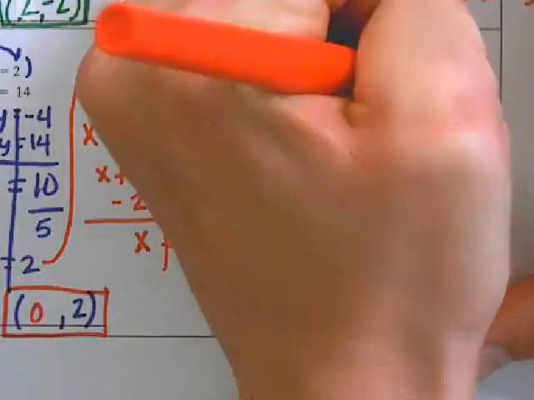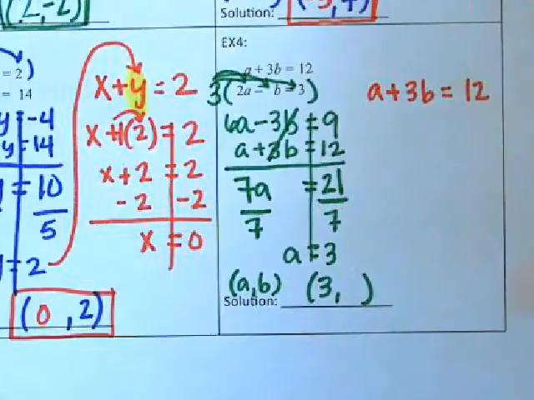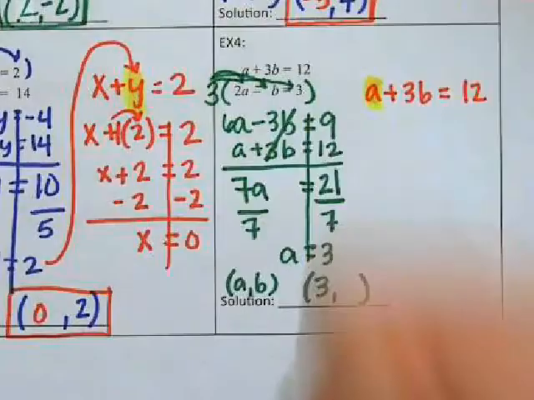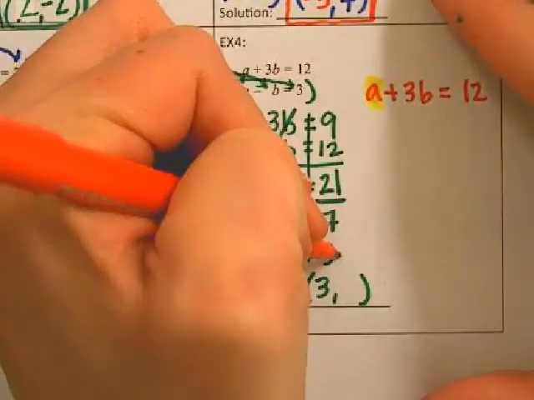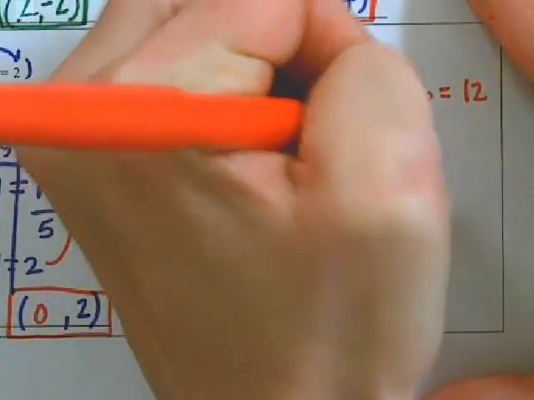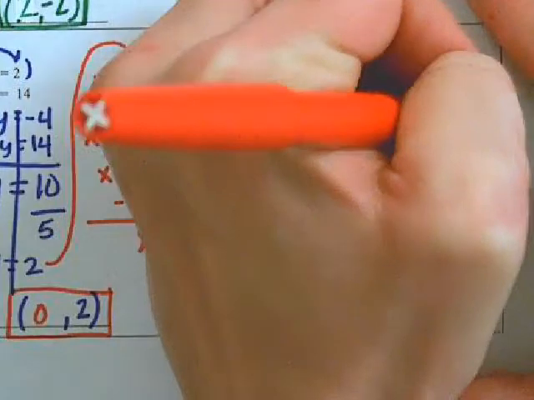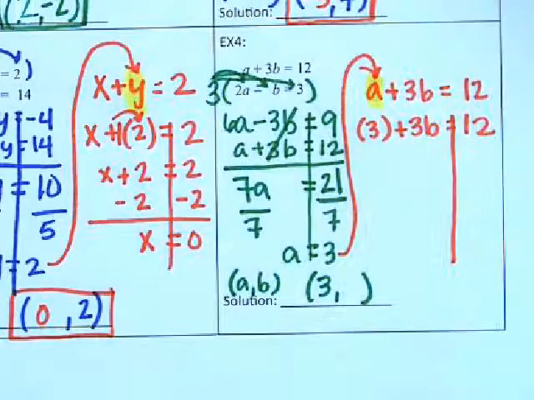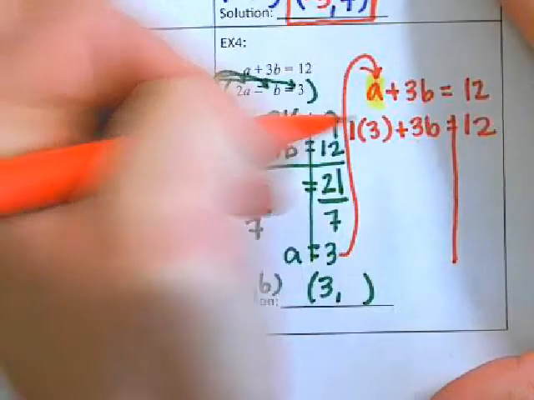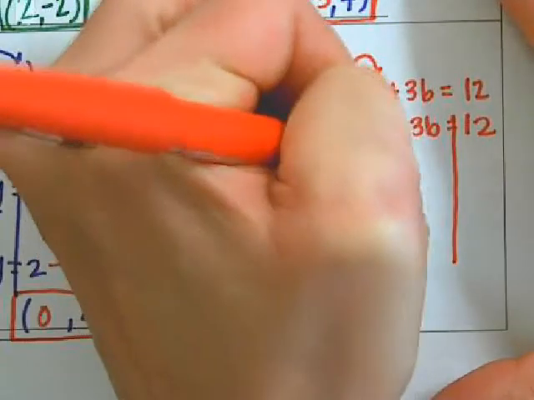A plus 3B equals 12. Which letter do I know? A. Guys, highlight and draw your arrows. I promise you will make less mistakes. Okay, instead of writing A, I'm going to put 3 with his helmet. How do I get rid of parentheses? Distribute. What number am I going to distribute? 1. Invisible 1. 1 times 3 is? 3.